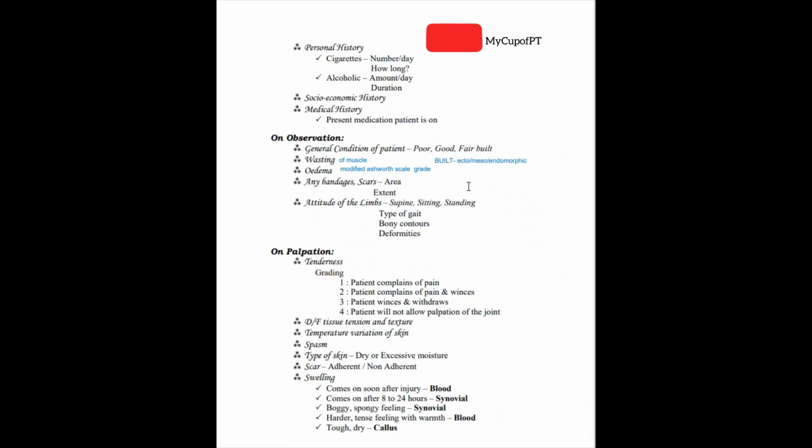Then if any bandages or scars are there, please see that so that you can know which area the scar is in and up to what extent the scar is present. Then see the attitude of the limb in supine, sitting and standing, these three positions. Then type of gait is very important.